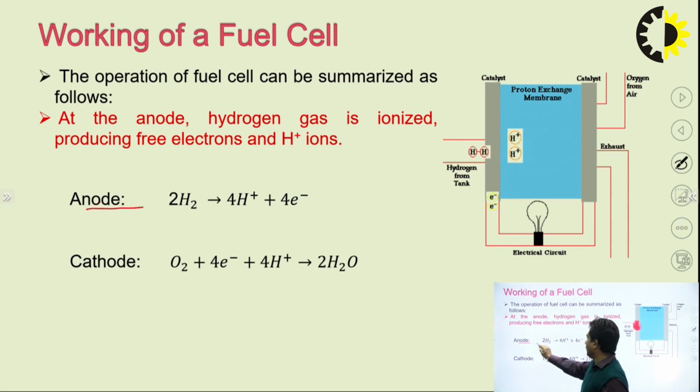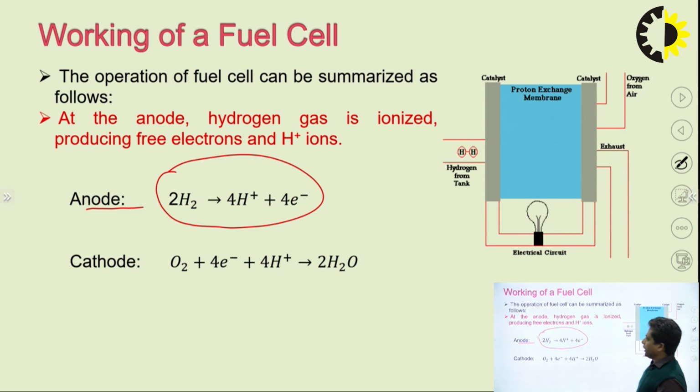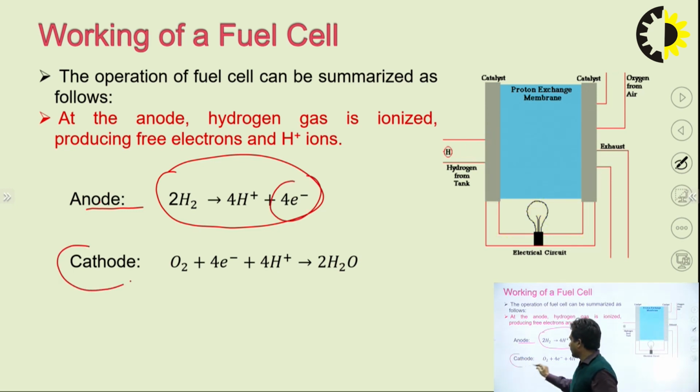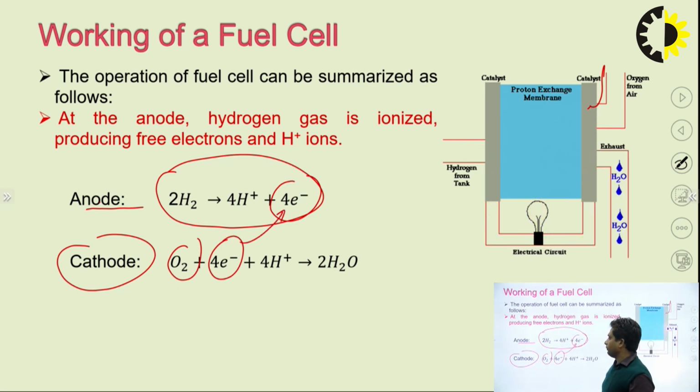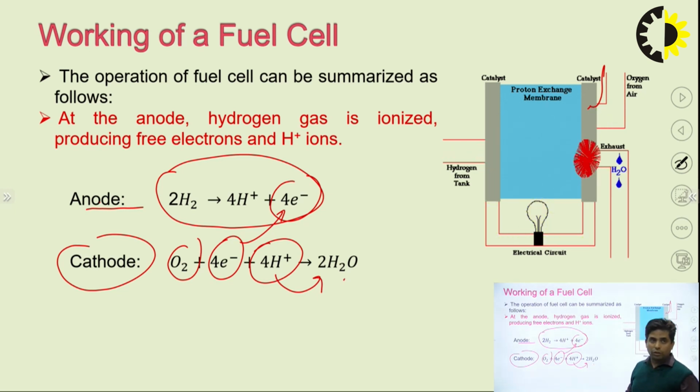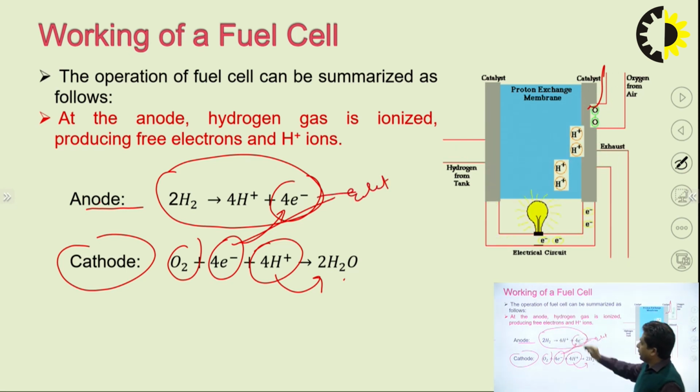What will happen at the anode terminal: hydrogen is broken into hydrogen ions as well as 4 electrons, and at the cathode side, oxygen is supplied here, plus 4 electrons which are generated from the anode, and the hydrogen ions convert it to water molecules. So these electrons will generate the electricity. So this is the operation of the fuel cell.